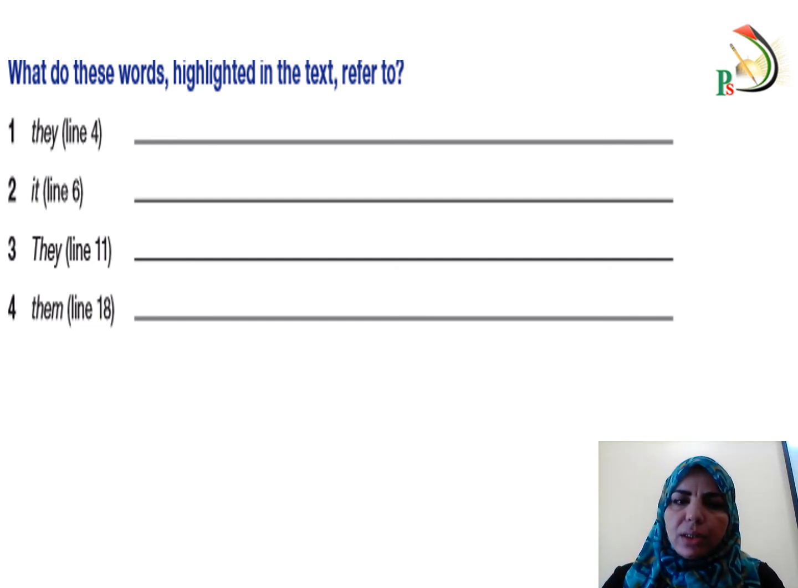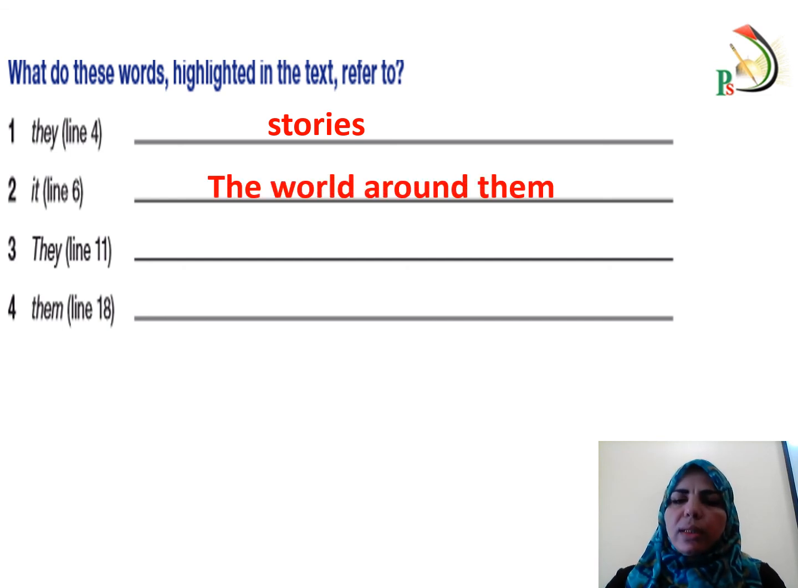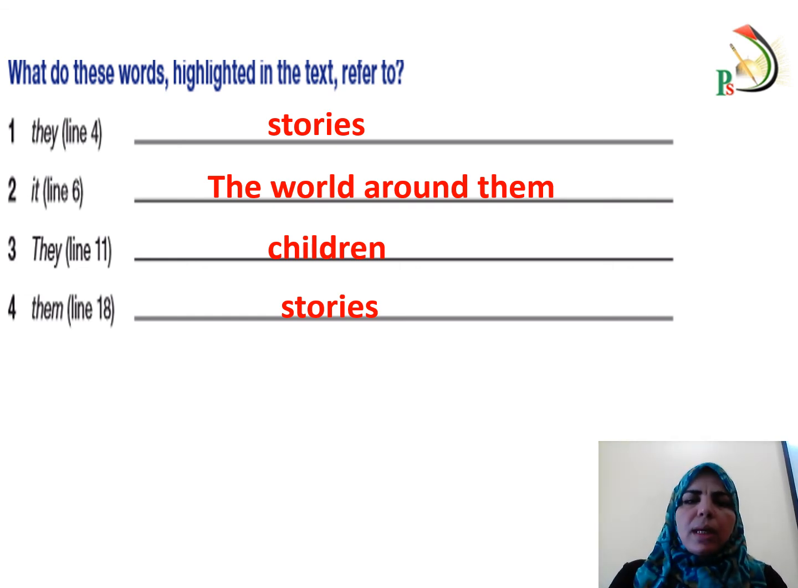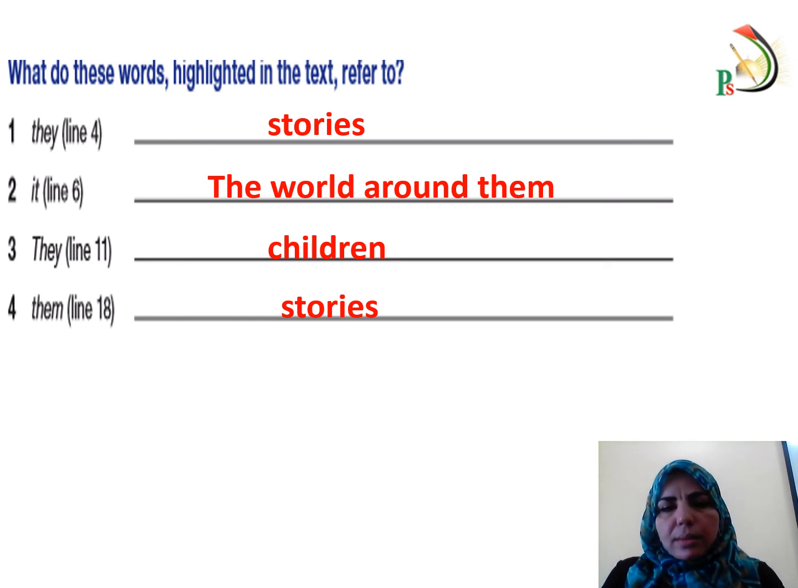Okay, number 1, they. Line 4, refers to stories. Yes, excellent boys and girls. Okay, number 2, it. Line 6 refers to the world around them. Number 3, they. Line 11 refers to children. Yes, children. And the last one, number 4, them, line 18, refers to stories. Excellent, excellent. Yes, take 2 minutes to check your answers, please, and try to correct the mistakes.